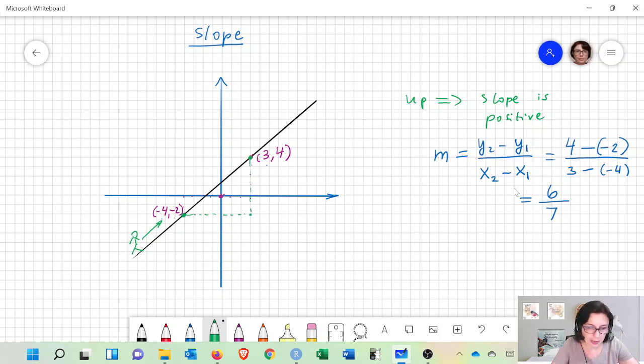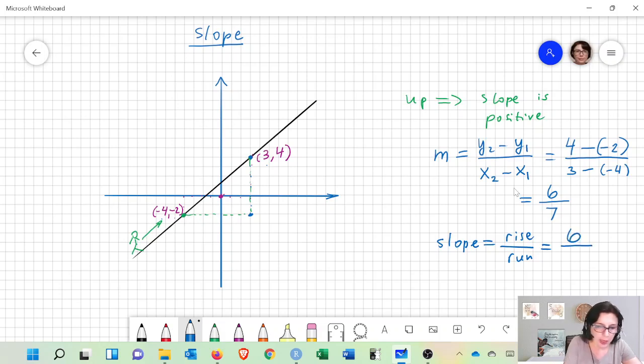In that case, you can just say that slope is rise over run. Rise over run. So what's the rise? How high up did you go from here to over here? That would be 1, 2, 3, 4, 5, 6. So I'm going 6 up. And here, 1, 2, 3, 4, 5, 6, 7. 7 to the right. So 6 over 7. Either way, I got the same answer.